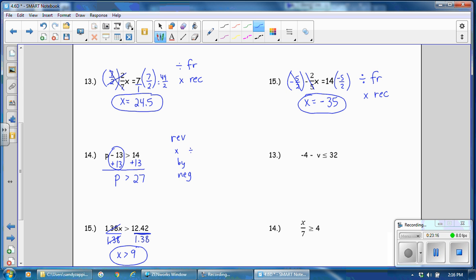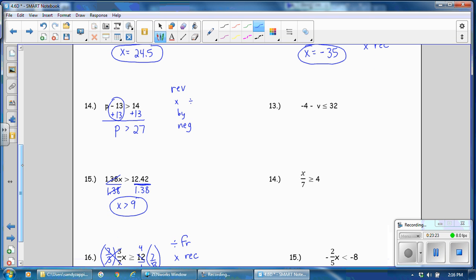Number 13. Negative 4 minus v is less than or equal to 32. Add 4 to both sides of the equation, or the inequality. This is a zero pair. When you simplify, make sure you bring the negative sign down. Since we were adding, the symbol is preserved. 32 plus 4 is 36.